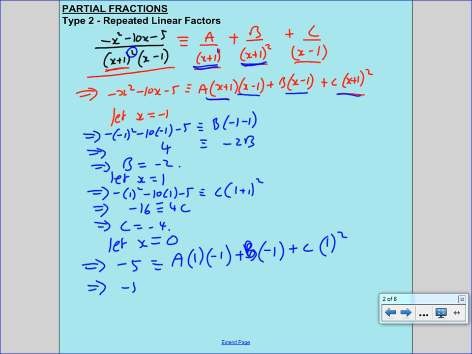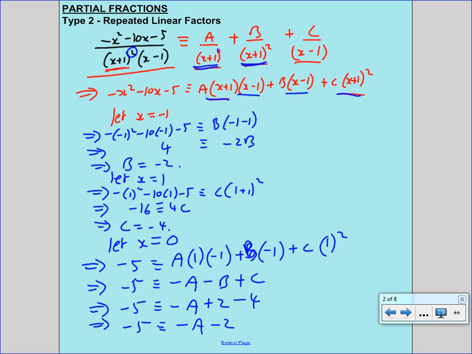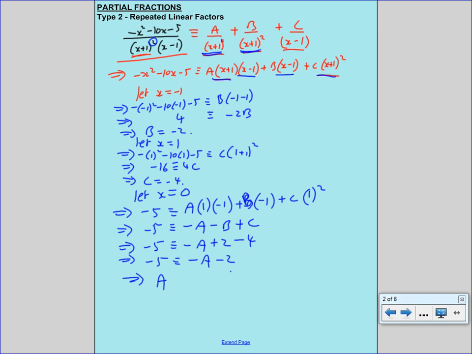So this gives me -5 is the same as -A minus B plus C. I know that B and C are -2 and -4. So I get -5 equals -A minus -2, which is +2, and -4. So this gives me -5 is -A -2, and if I put that all together, I get A equals 3. Yeah? So now, again, not finished.